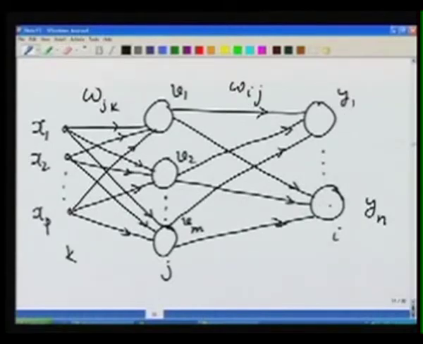So, n different computational units, and you have a hidden layer with m hidden neurons whose outputs are V1, V2, Vm, and as I said Wij is a typical weight connecting the ith neuron in the output layer with the jth neuron in the hidden layer, and similarly Wjk is a typical weight between the hidden layer and input layer. So, in the first phase, we will allow this input to pass through the network and we compute what is y1.